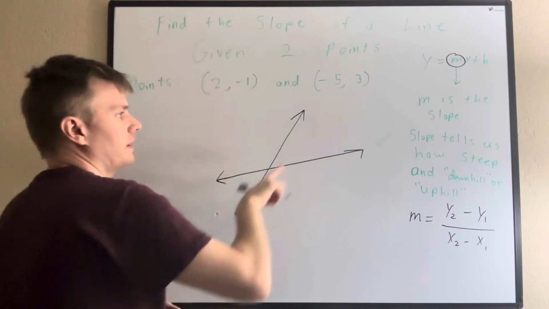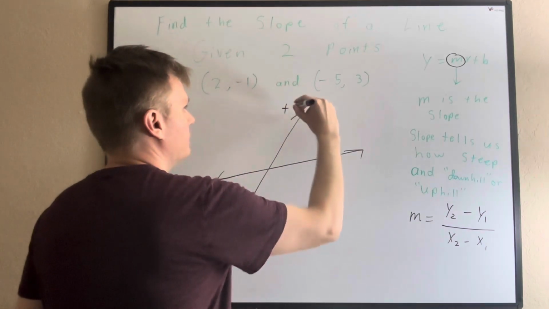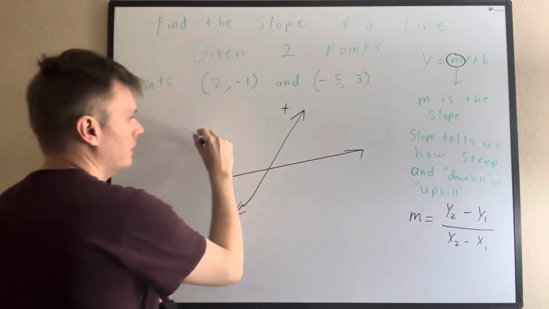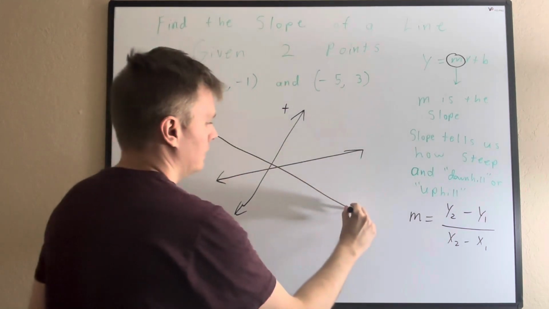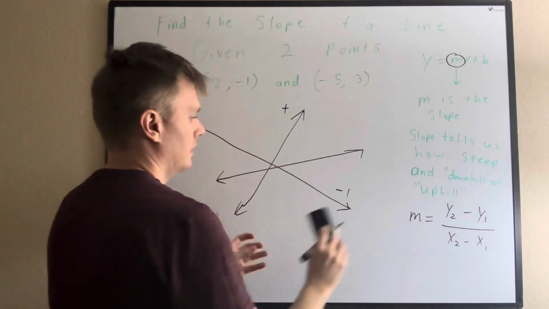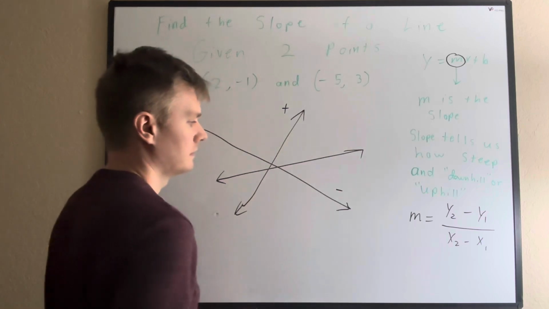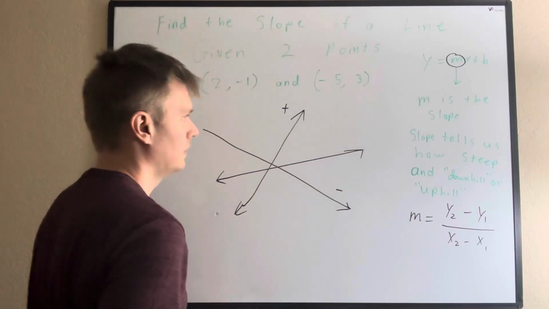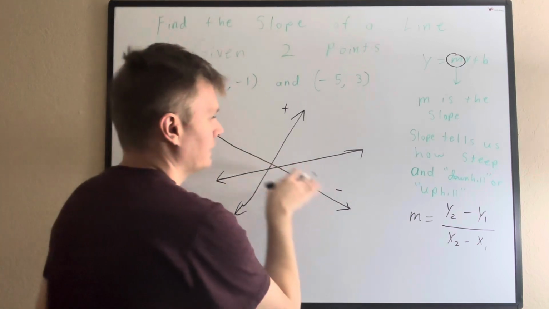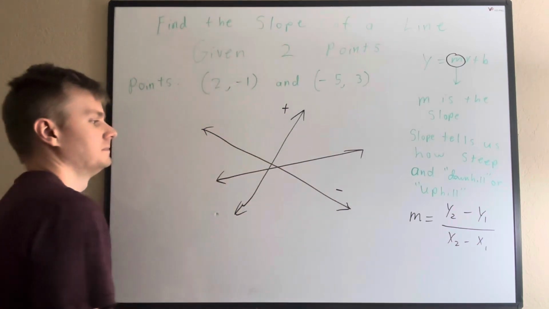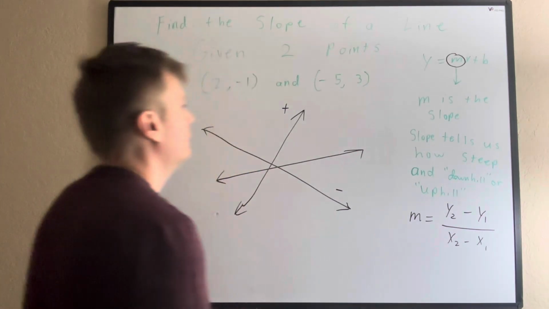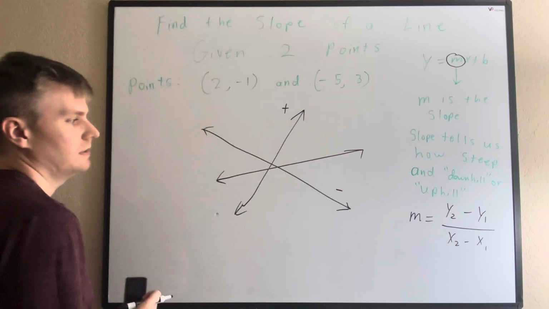But these are both going uphill, so their slopes are positive numbers, right? This one would be going downhill from left to right, and it would be a negative number. The slope will be a negative number if it's going downhill. So, those are the things you need to keep in mind when talking about slope.